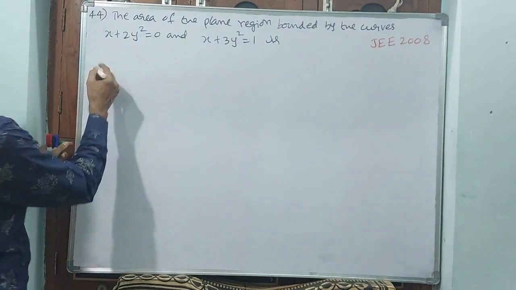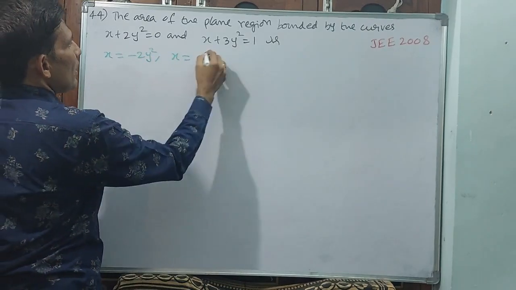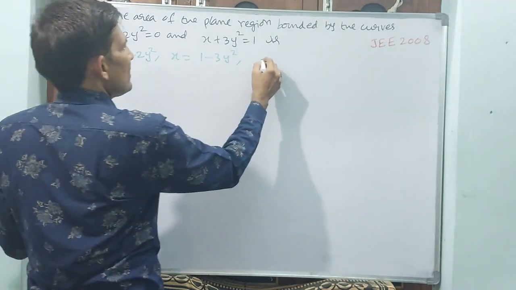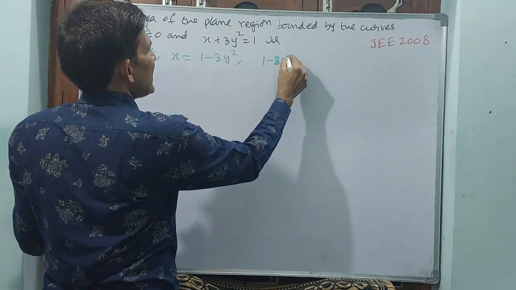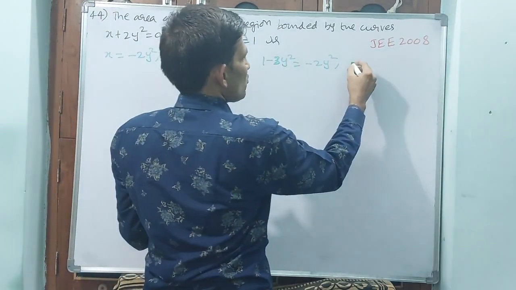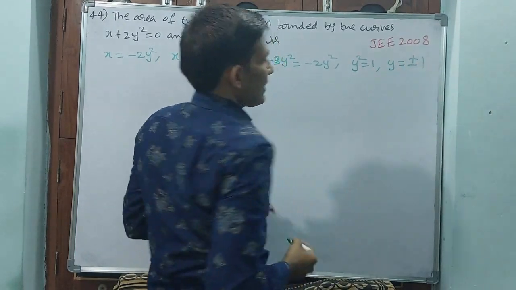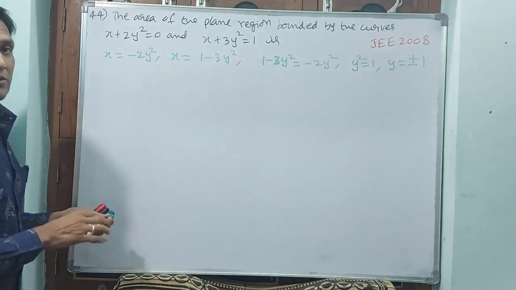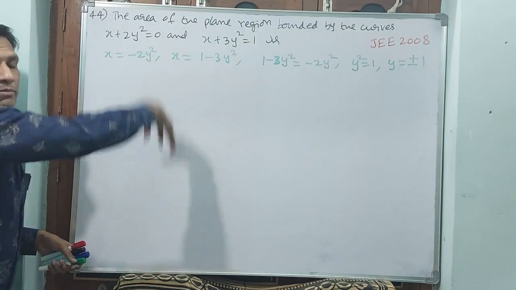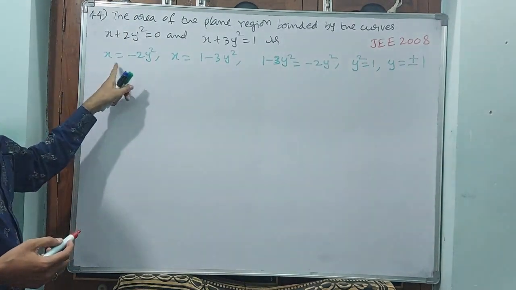See how I am solving. x is equal to minus 2y square. x is equal to 1 minus 3y square. Okay, both are x. Then you write down like this: 1 minus 3y square is equal to minus 2y square. Or else 3y square minus 2y square, y square is equal to 1. y is equal to plus or minus 1. That means with these values, rather than doing integral y dx, you write x dy. Why? Because the y values you have got are minus 1 to plus 1. Understand?